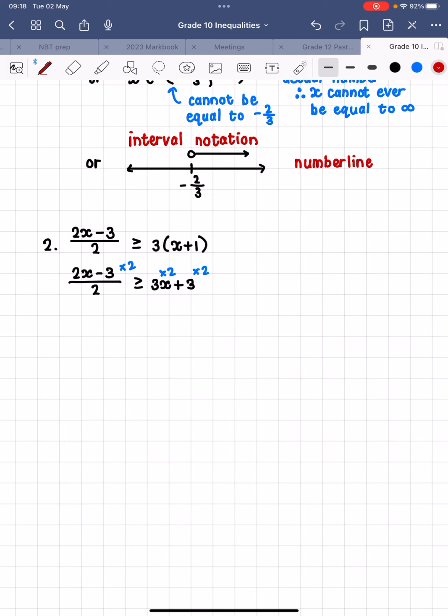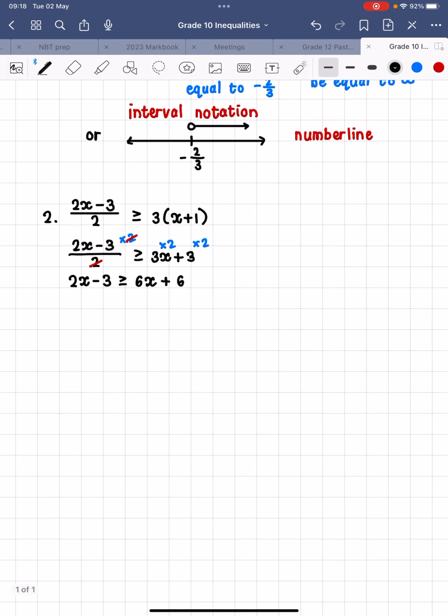Right, we did this a while ago. So now those 2's are going to cancel out. So on the left, I'm going to be left with just a 2x minus 3. So we have gotten rid of that denominator. And then on the other side, what's 3x times 2? 6x. Thank you. And then next up, 3 times 2 is then 6.